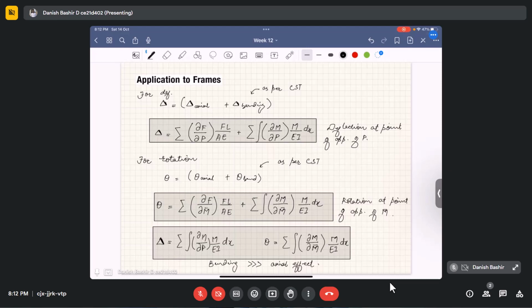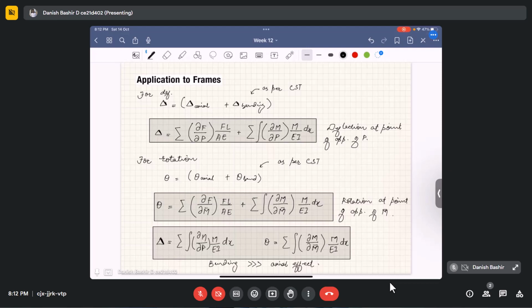I first derived Castigliano's theorem, its formulation, and then I applied it to all three structures, that is trusses, beams, and frames. Initially, in trusses we only needed the strain energy. Then in beams again we only needed the strain energy, and we took the partial derivative in trusses with respect to applied load, and in beams with respect to applied load or applied couple to get the deflection or the slope at a point. And then we take Castigliano's second theorem and apply it to frames.